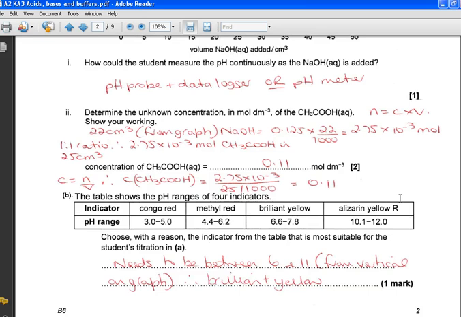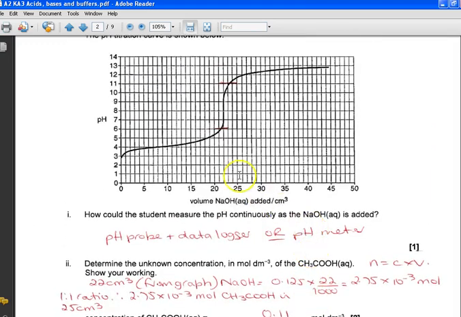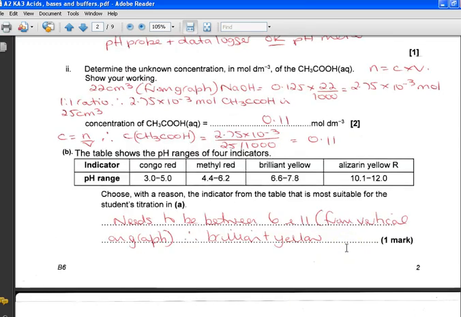Okay, and this is using the vertical portion of the graph to identify the indicator that you would be able to use for this titration. If we look at our graph, it needs to be between a pH of 6 to around 11, so it's got to fall within that range, and the only one that does that is the brilliant yellow.